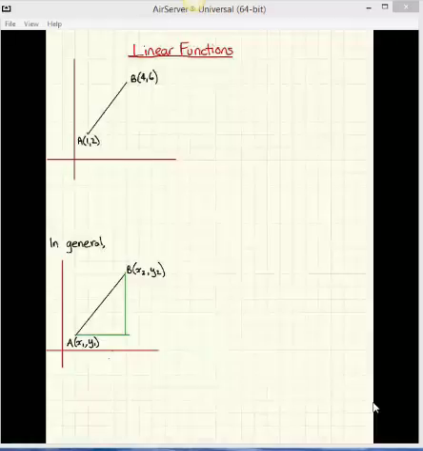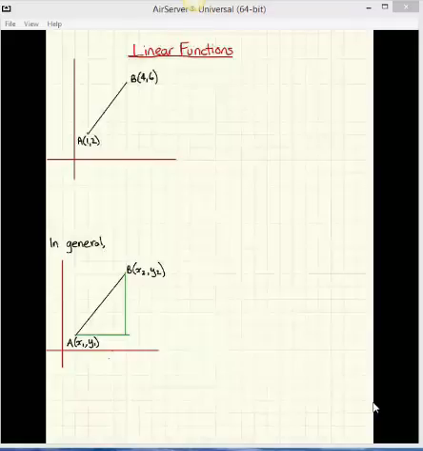So we're starting linear functions. What we're talking about are straight lines, and we're going to go over some things that you should have done in junior school in the first few lessons. So what we have here in this first picture is an interval from A to B.